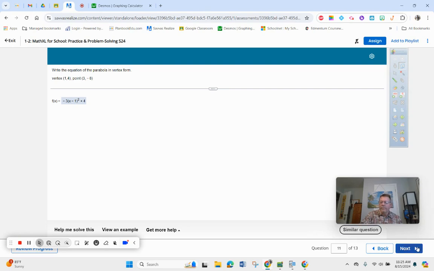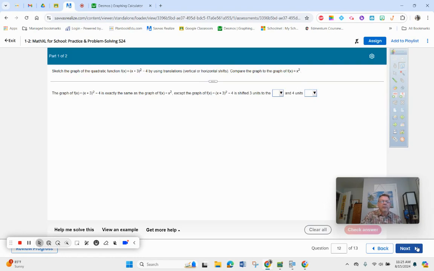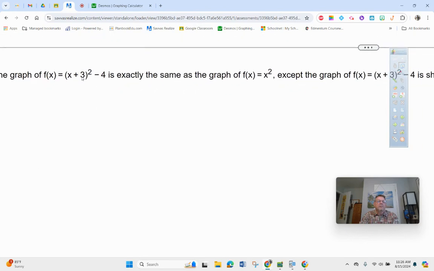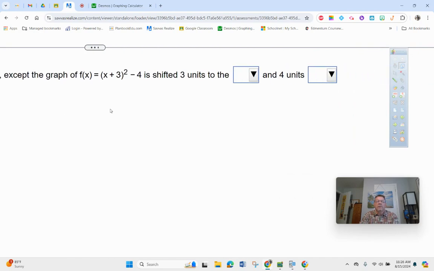Here we are. So 8 was something else. All right. So 12 out of 13. We're getting there. This one looks like it's going to be a little straightforward here. So what are we going to do? It's got a 3 on the inside and a -4 on the outside. So that's 3 to the left and 4 down. 3 to the left and 4 down.